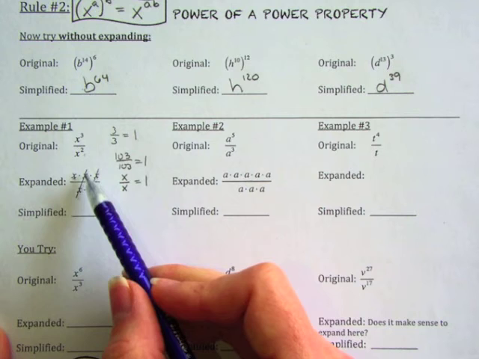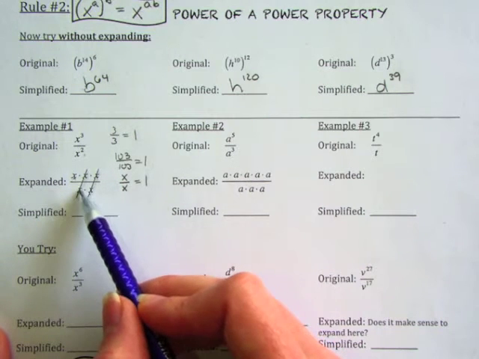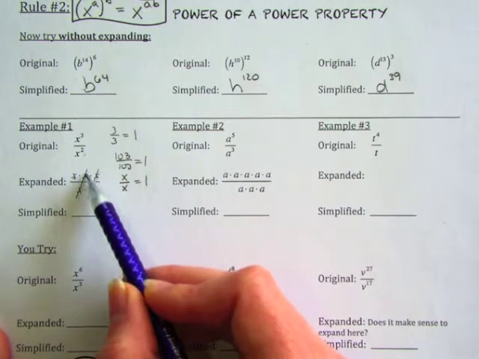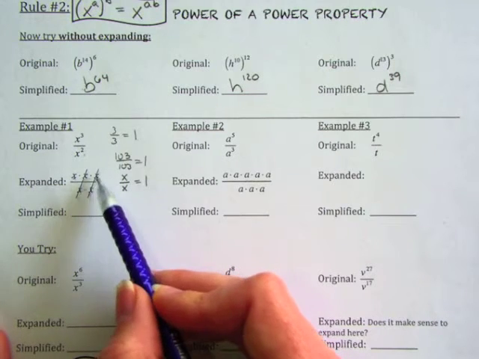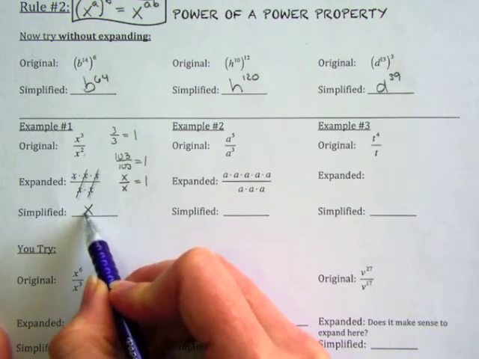So what you're seeing here is that we're dividing 1x with 1x and calling it 1. X divided by x is 1. X divided by x is 1. And so if I have x times 1, it simplifies to x.